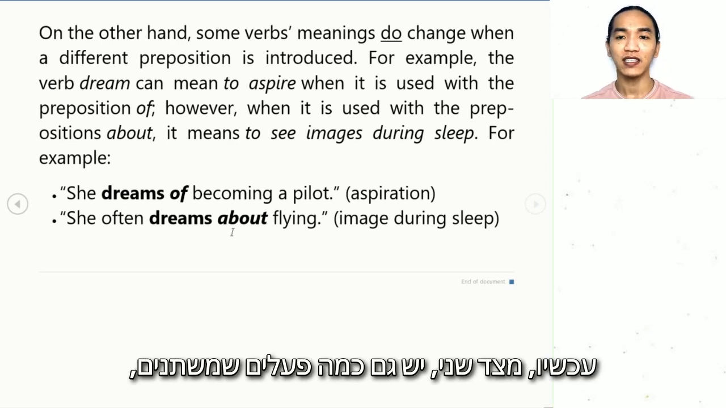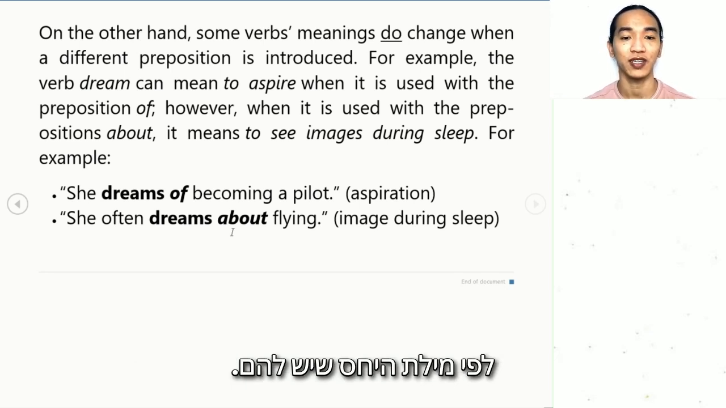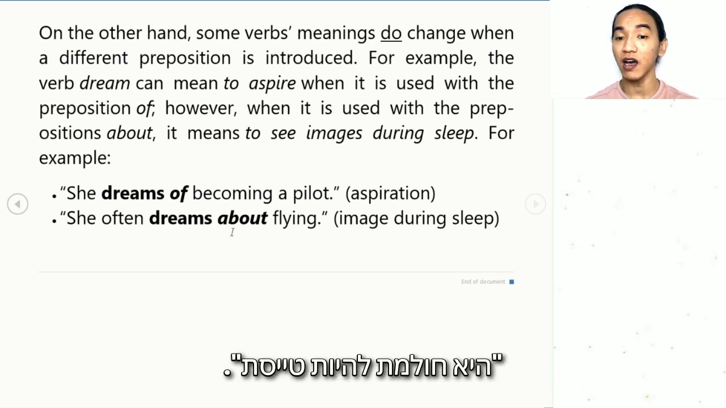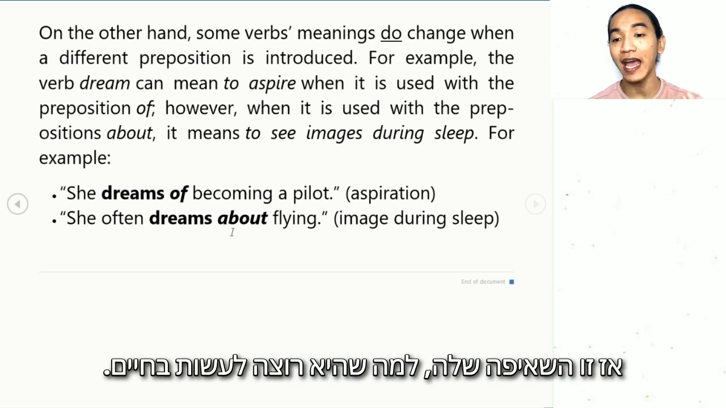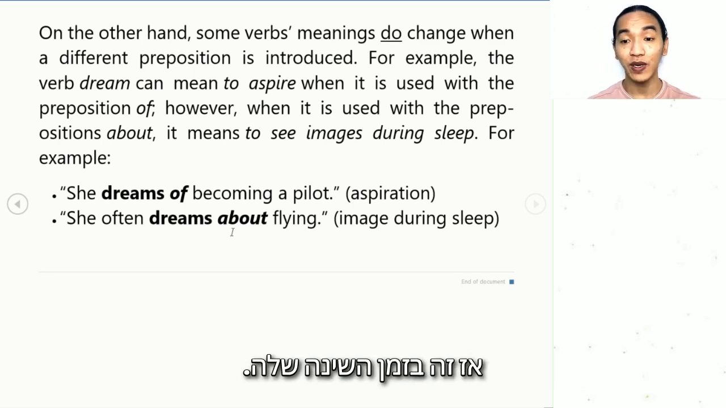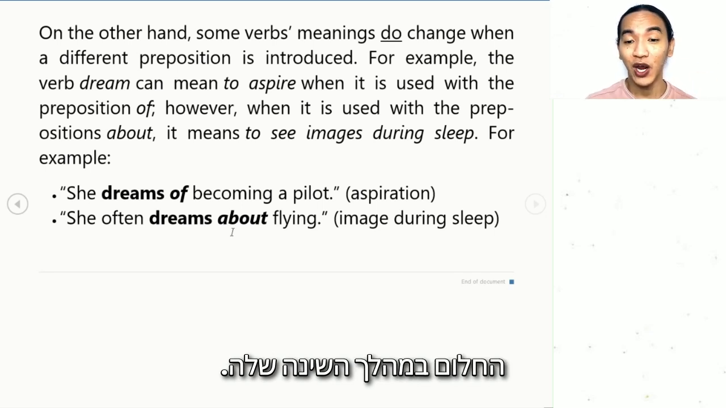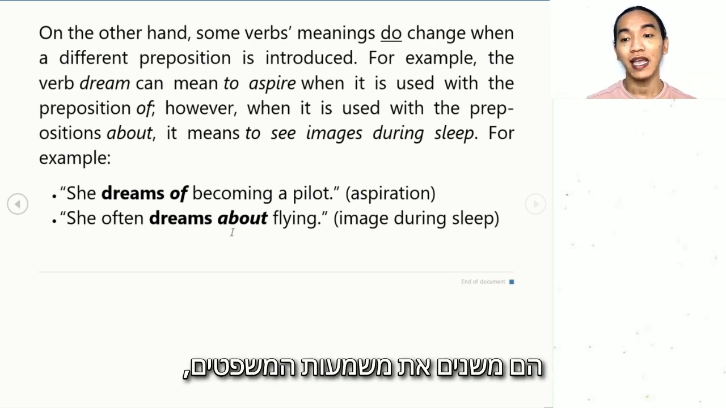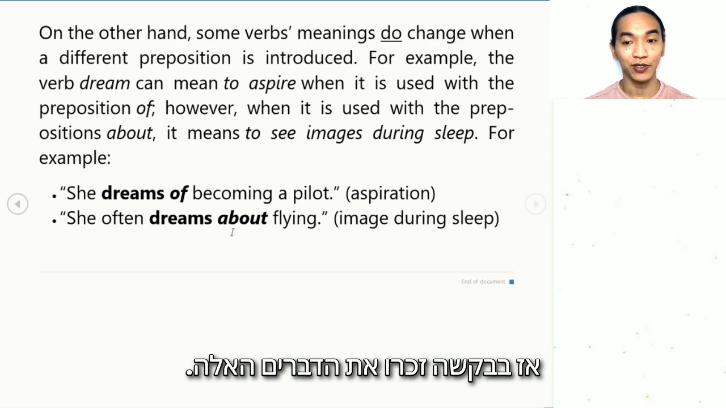Now, on the other hand, there are also some verbs that change depending on the preposition they have. For example, dream. She dreams of becoming a pilot. This is her aspiration, what she wants to do in life. She often dreams about flying. This is the dream during her sleep. So you can see there, dream of and dream about change the meaning of the sentences. Please remember those things.